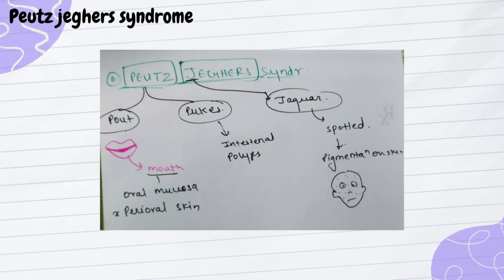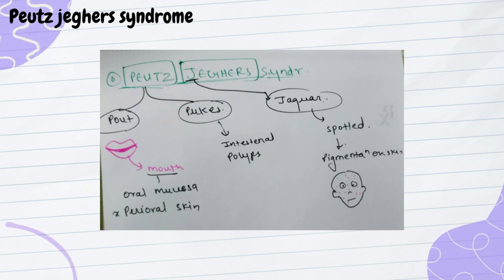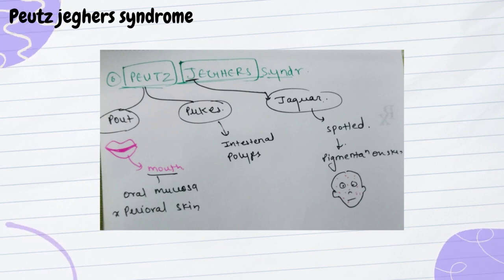It is very simple and very short, so it's easy to remember. Peutz, you remember a pout. Pout means lips, so you can associate it with the mouth: oral mucosa and perioral skin are affected in Peutz-Jeghers syndrome. Peutz also reminds you of pout and puke. Puke means intestinal polyps.